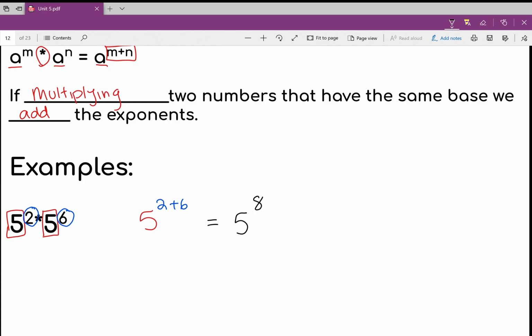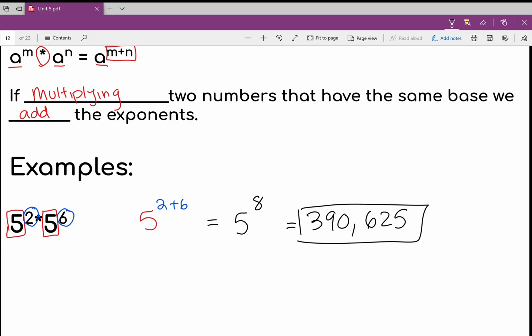And you can simplify this even further since they're both numbers and type that into your calculator. And you should get, let's see if I can type mine in, 5 to the 8th power is equal to 390,625. So that's our answer. So this first part was simplifying our exponents, and because they were both numbers, we got this answer.